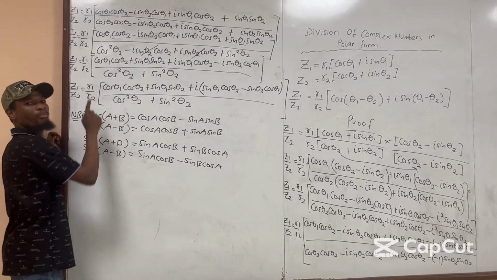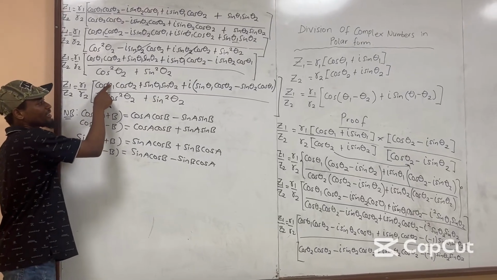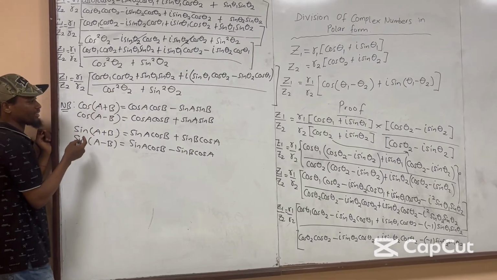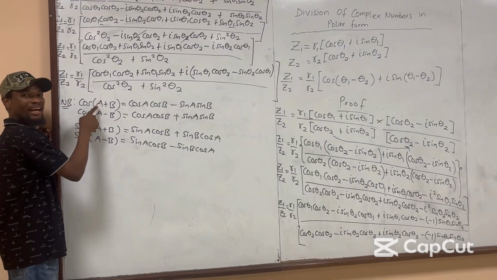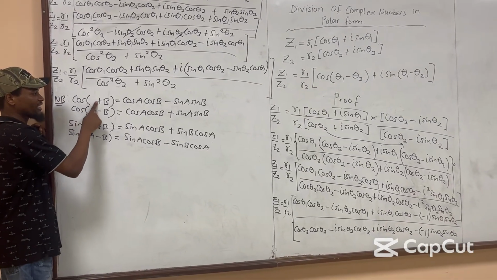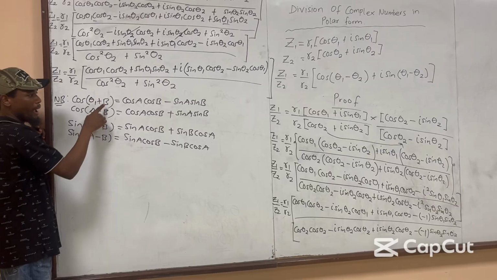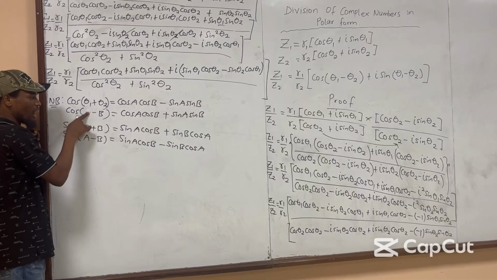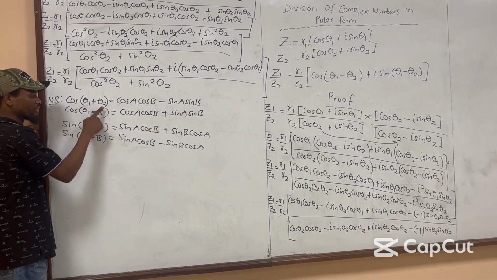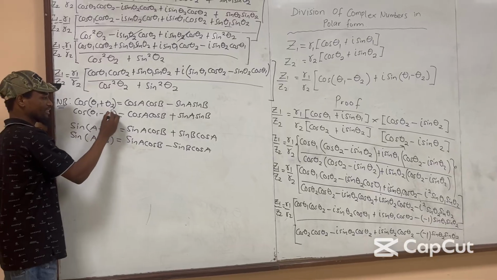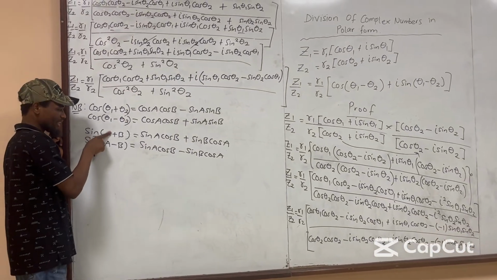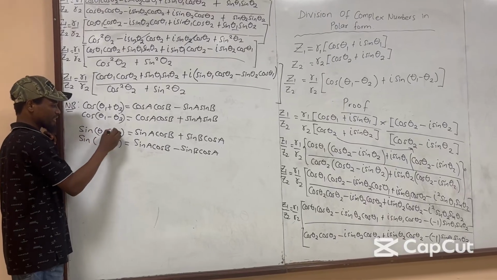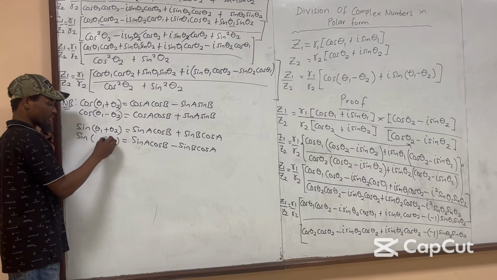But when we're dealing with the proof, realize that here we use theta 1 and theta 2, okay? So instead of me saying A, I can say A is the same as theta 1, and B the same as theta 2. Do you get it that way? A here is the same as theta 1, and this is theta 2.